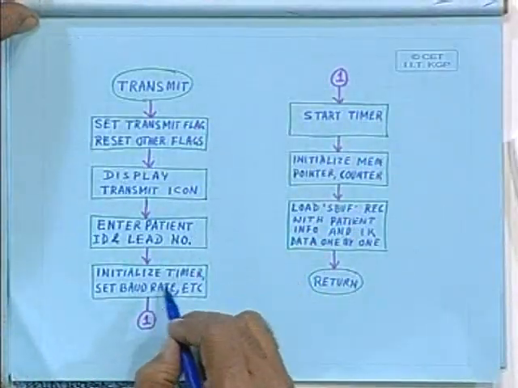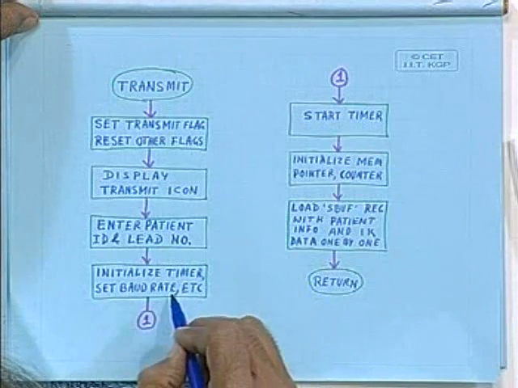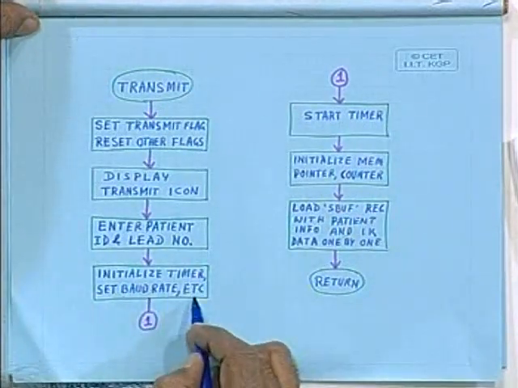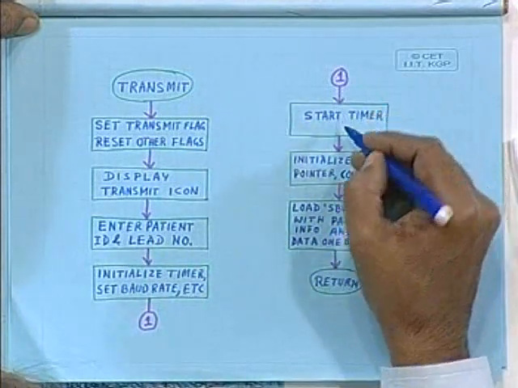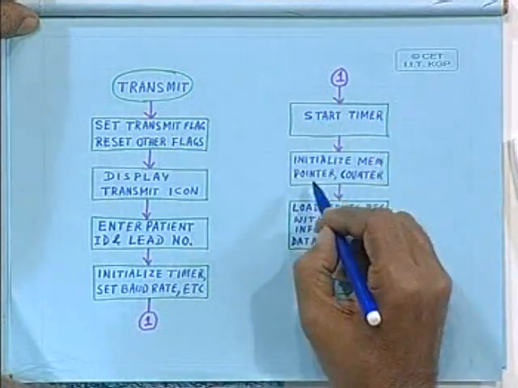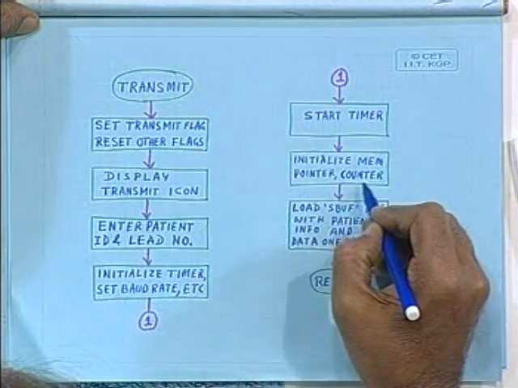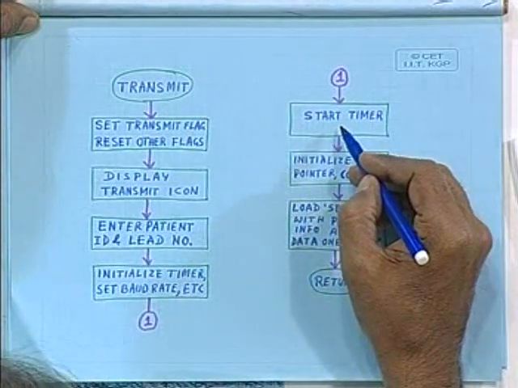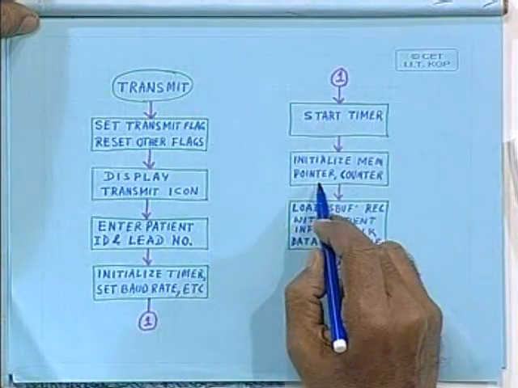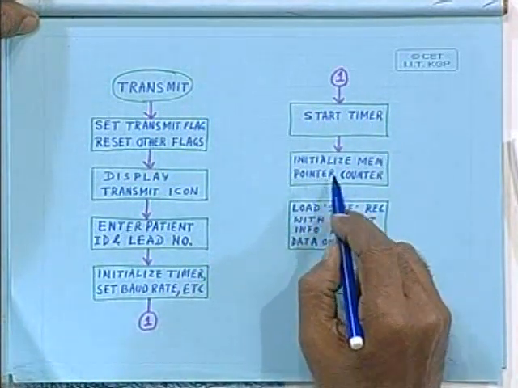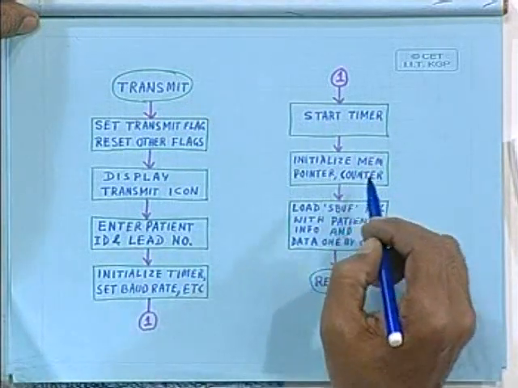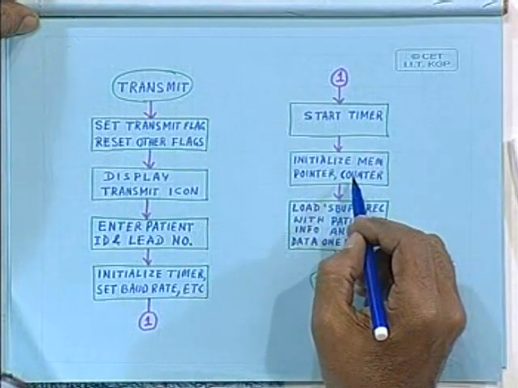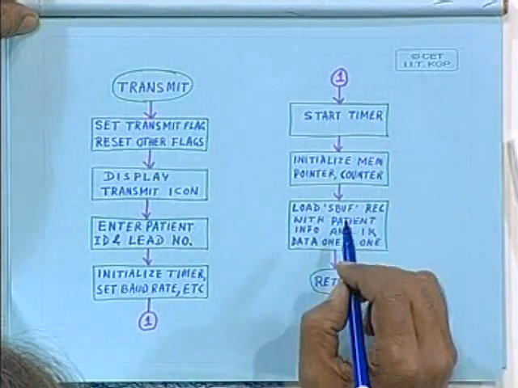Then it will initialize the timer and set the baud rate, which for transmission purposes, baud rate and other things are to be set. Then start the timer, initialize the memory pointer and counter. This timer is needed essentially for baud rate generation. You have to read one data at a time, so the memory pointer and counter will be necessary to do the necessary housekeeping.